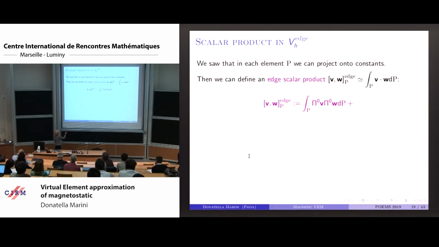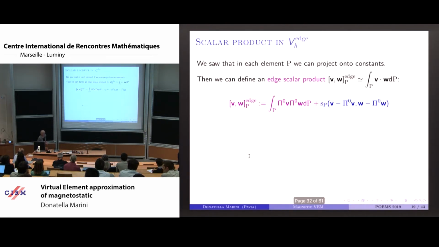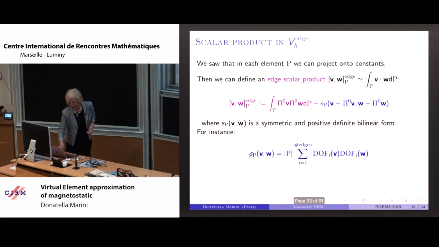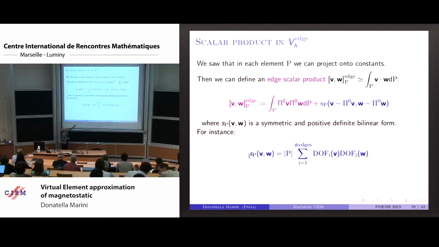So we use it. We start by defining on each element P the scalar product as the L2 scalar product between the two constant projections. But this is not enough. This will give us consistency, but not stability. So as usual in virtual element, we have to add something that ensures stability. In general, a symmetric and positive definite bilinear form that scales like the L2 scalar product. For instance, this is the most commonly used, the sum of the degrees of freedom properly scaled.